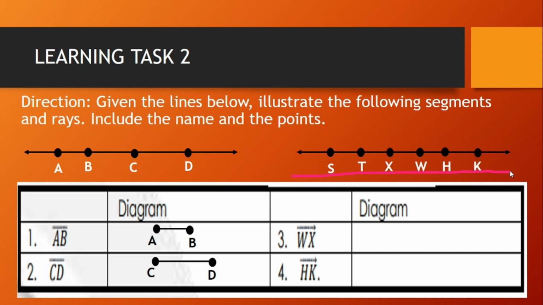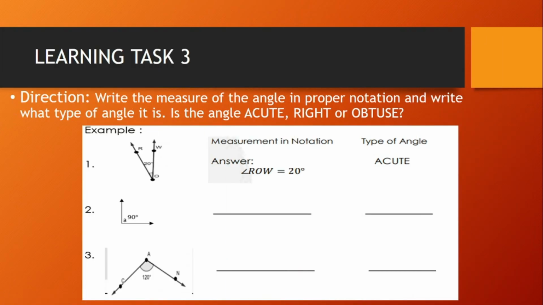Number 3, so this is ray naman, WX. So we have here is a W, and then here is the X, and this is ray, so going there, so we have WX as our ray, WX. And then HK, we have from H, this is our endpoint, yun yung unang binigay, and then extended going to K through K, so we have HK. Okay, so Ray HK.